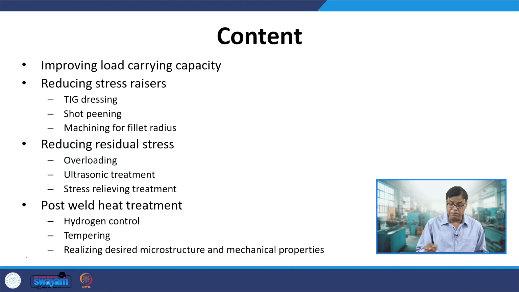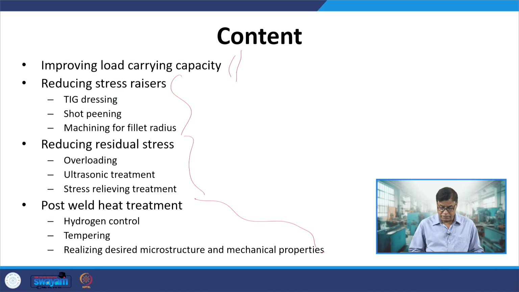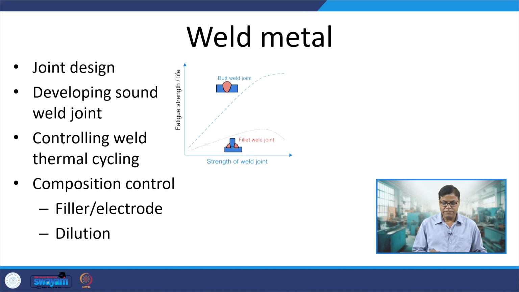So, these are the three broad categories. One is to choose the suitable filler, so that weld metal of suitable composition and properties is obtained. Another is to eliminate or reduce the residual stresses, and develop the suitable microstructure, so that the desired set of properties are realized. Okay. So, this is the first aspect.